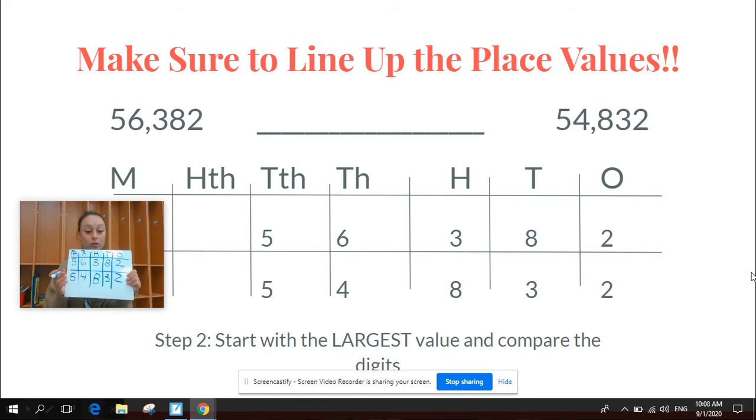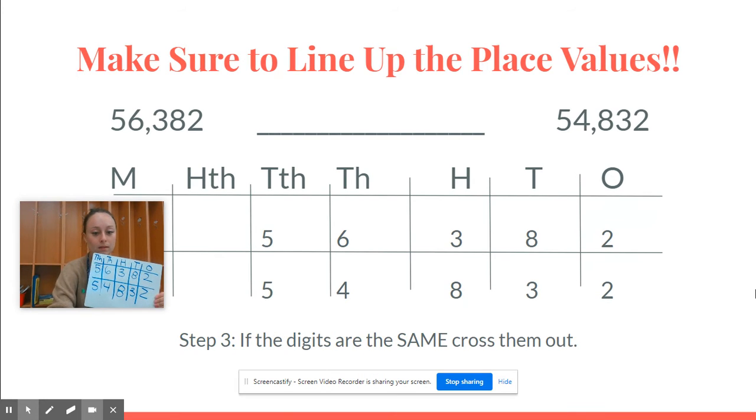Okay. So now I'm going to start with the largest and compare. Am I going to start with my 1's place value? Is that the largest? No, of course not. 1's is small. It's teeny tiny, okay? What about my 100's place value? Is that my largest place value? No, it's larger than my 1's, but it's not the largest place value. So I'm going to start off with my 10,000s.